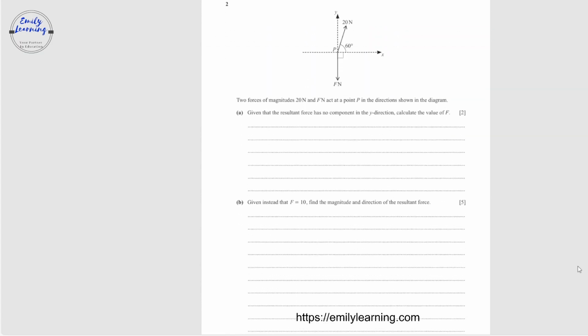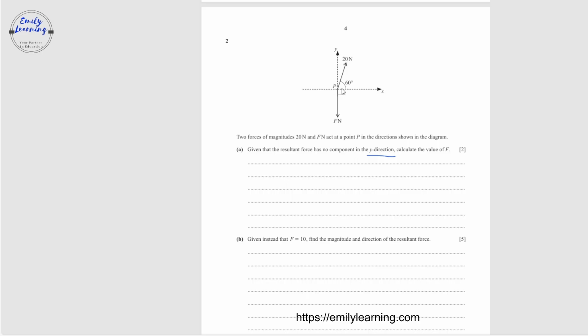Let's move on to question 2. In question 2, you are given two forces of magnitude 20 newtons and F acting at a point P in the directions shown in the diagram. Given that the resultant force has no component in the y direction, so this is the y direction, calculate the value of F. So F is already in the y direction. Everything is in the y direction.